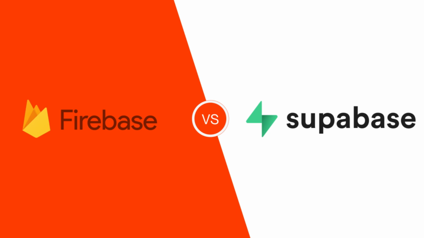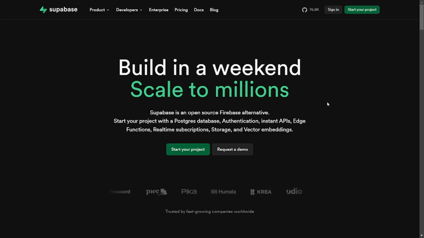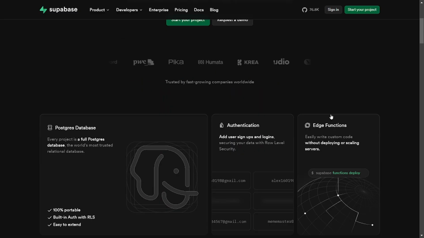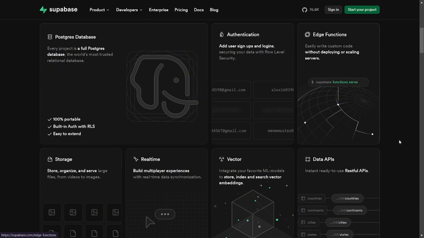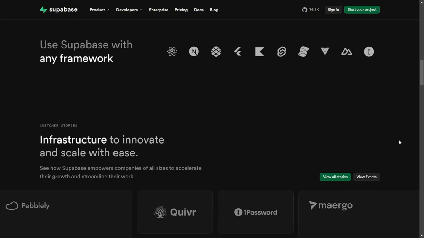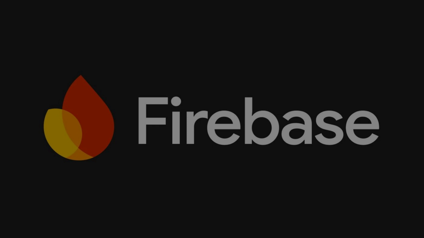Hello everyone, today we're diving deep into the world of backend development with a head-to-head comparison of two giants in the industry, Firebase and Supabase. Both platforms offer amazing features, but there are some significant differences that could influence your choice, especially when using Flutterflow. So let's get started. First, let's talk about Firebase.